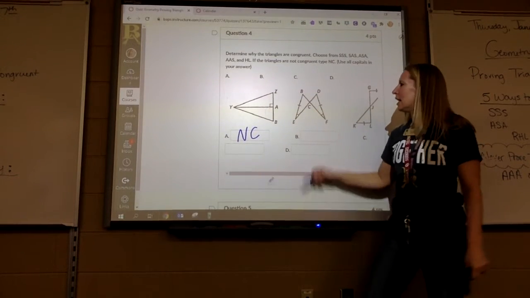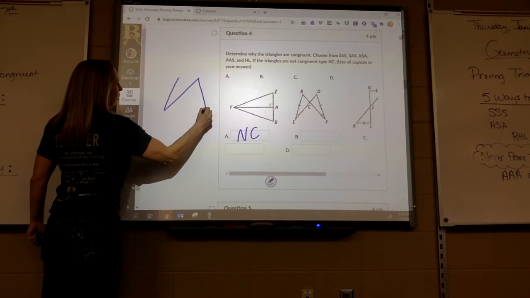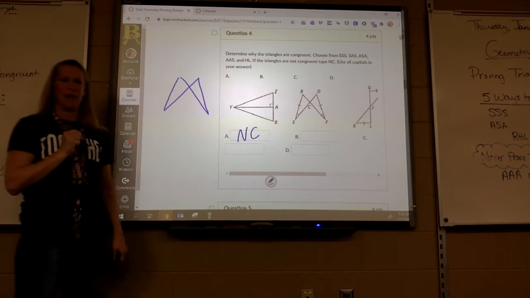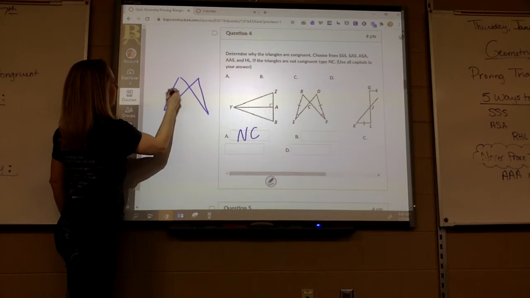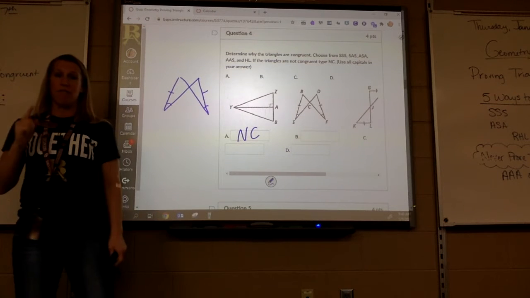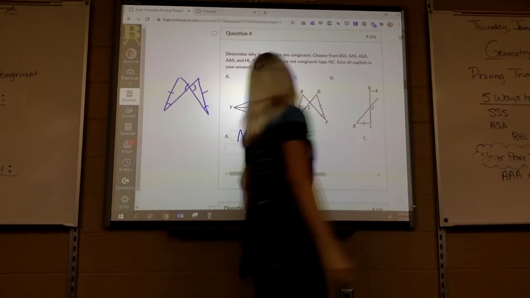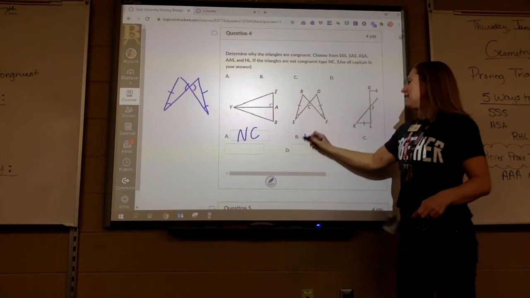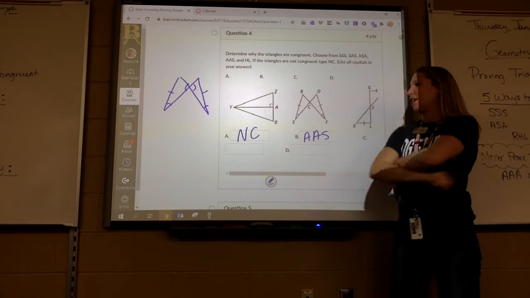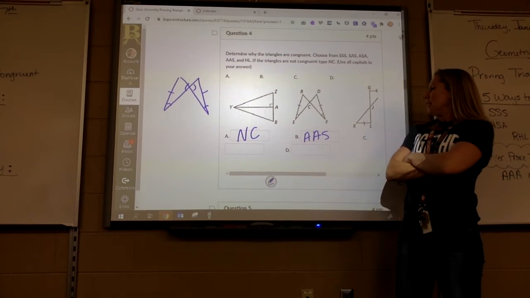Okay, let's look at the next one. Again, if it helps, you can draw the picture. Mine's not very good, but I've got a side and an angle marked, a side and an angle marked. They have vertical angles, so I'm going to mark my vertical angles. Angle, angle, side. Good. Not angle, side, angle. Angle, angle, side.